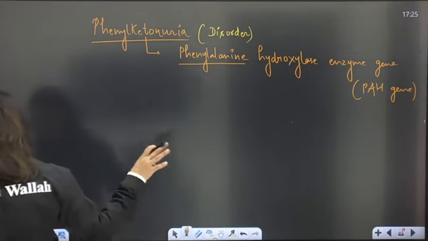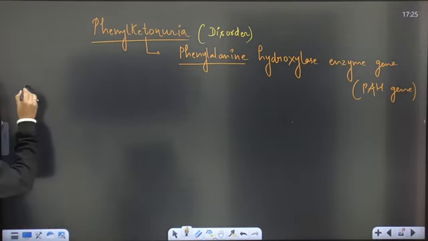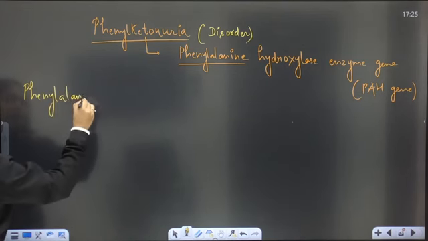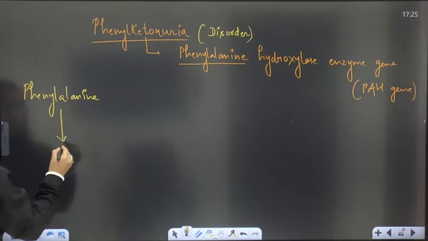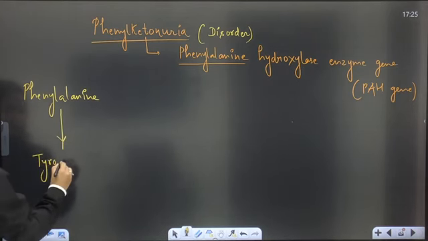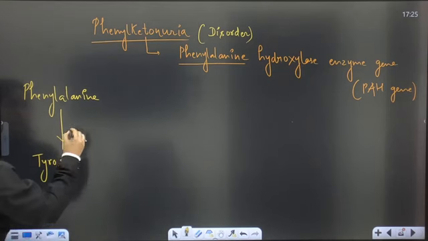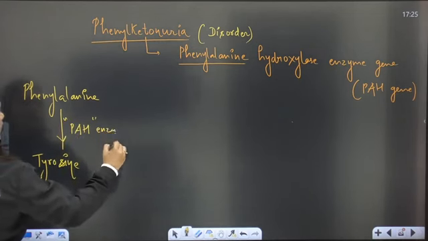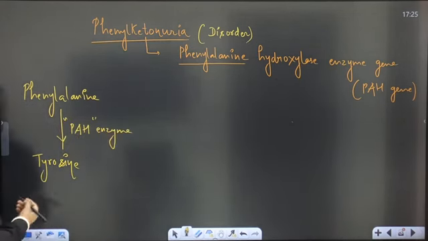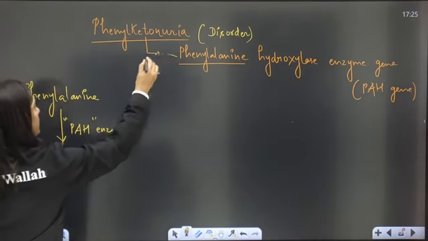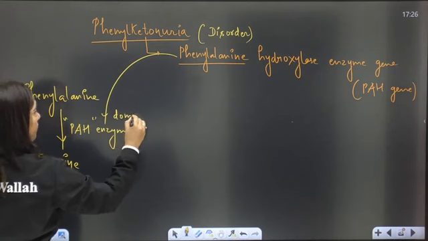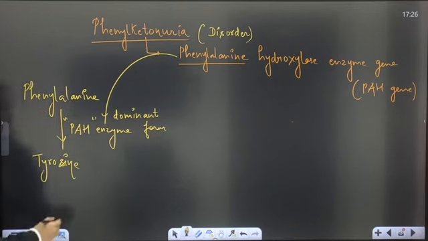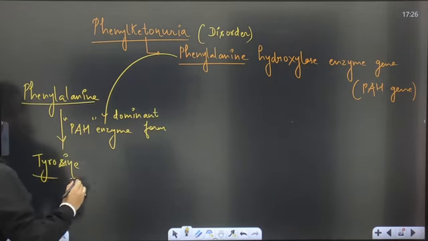So what happens in the body naturally? The amino acid phenylalanine usually gets converted into another amino acid, that is tyrosine, and this is done with the help of the PAH enzyme, phenylalanine hydroxylase enzyme. And when will this be formed? When this gene is present in the dominant form. Obviously, when this gene is present in the dominant form, then this enzyme will be formed and there will be conversion of phenylalanine to tyrosine.